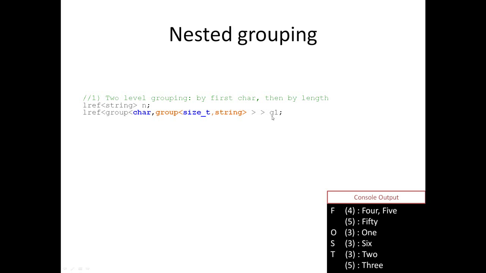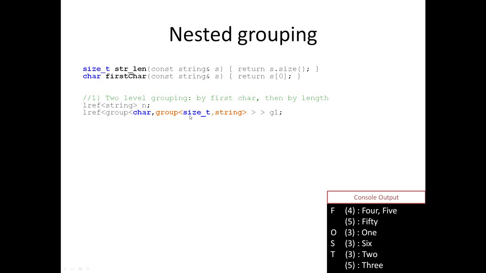Notice how we are describing the grouping type. We are simply nesting the inner group as a value of the outer group. So the outer group has key type character and values of type another group. This inner group's key type is size_t and values are string. Since we're doing a two-level grouping, we require two selectors, one which gives you the first character and the second which gives you a string, the string's length.